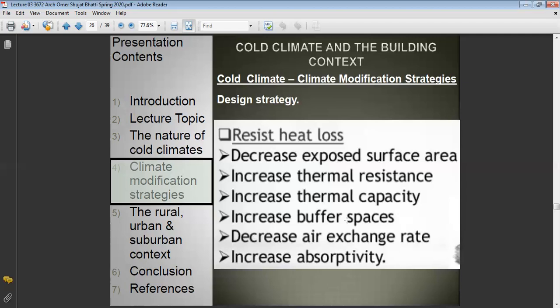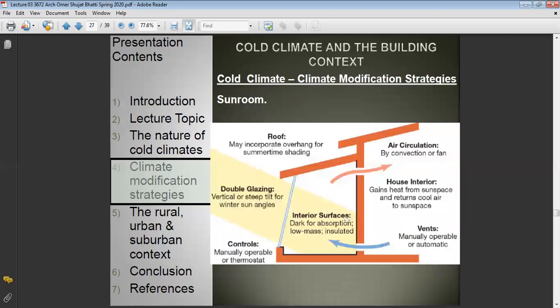exposure and the sunlight, just like glass, or we can add some water based elements, or some stone based or concrete based element which can absorb the heat and can transfer that inside. Double glazing can be utilized. Dark surfaces for absorption of heat are good. And then roof overhangs, which we can utilize for shading in summer time.